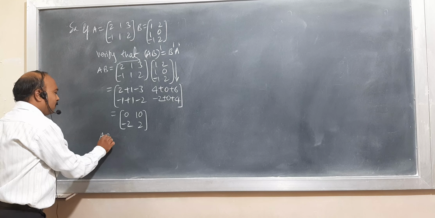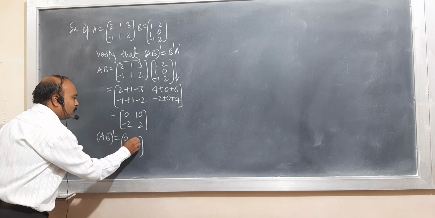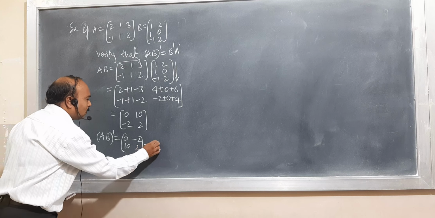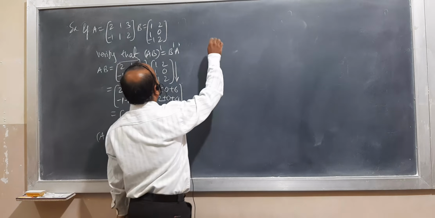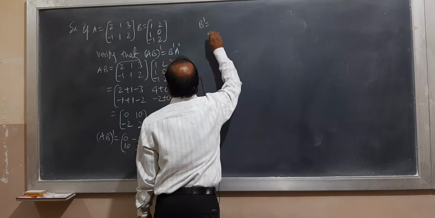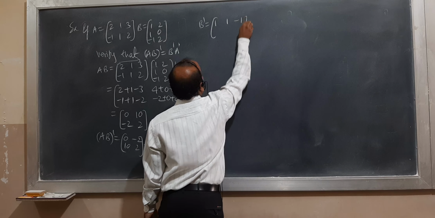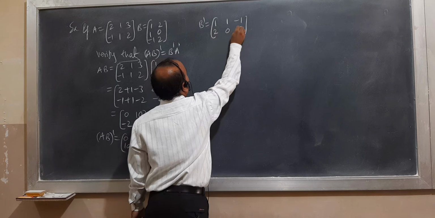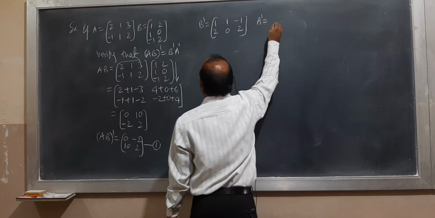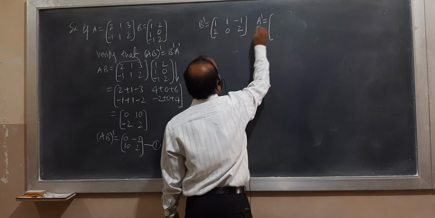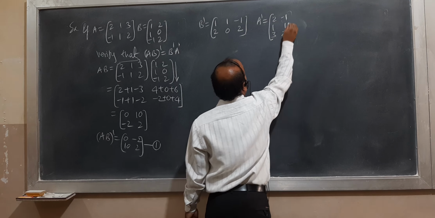Next we go for (AB)'. Transpose of this matrix is [0 -2; 10 2]. Call this as equation number 1, the left hand side. Next we go for B' A' matrix. B' is given by transpose of matrix B, that is first row 1 1 minus 1, second row 2 0 2. Next, A' matrix is transpose of matrix A, that is [2 -1; 1 1; 3 2].